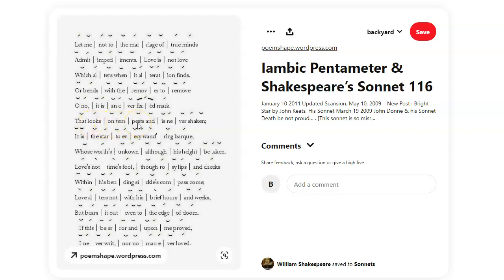"Looks on tempests and is never shaken." There's an extra syllable there. That means there's something important about that line. There's something that the character is dealing with. There's something that's worth you asking, why is that written that way when the standard would be 5 feet of unstressed, stressed? He's giving me an extra syllable, and some of these feet in here really vary. Well, just one in this line. This one's kind of all over the place.